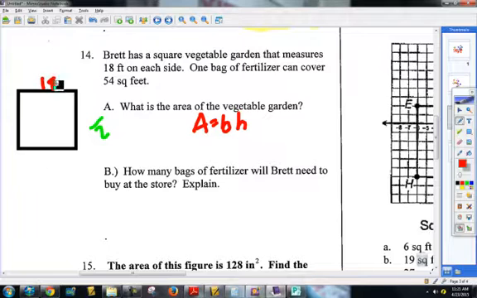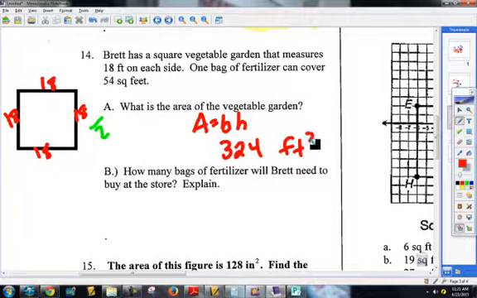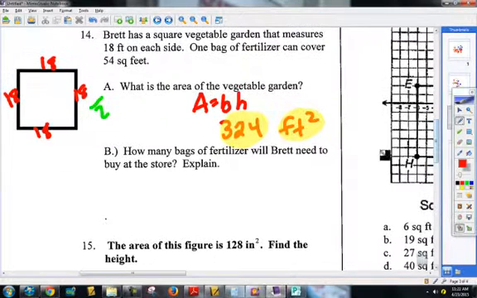So you knew it's a square garden. That's the whole key. So you knew that every side was 18, okay? So you got to do 18 times 18, and that's going to give you 324 feet squared. So the 2 points here are 324 and feet squared. Okay? Now, the next one's only worth 1 point.